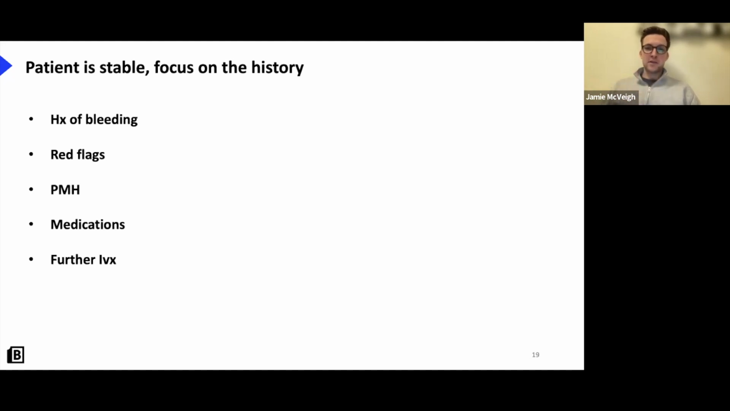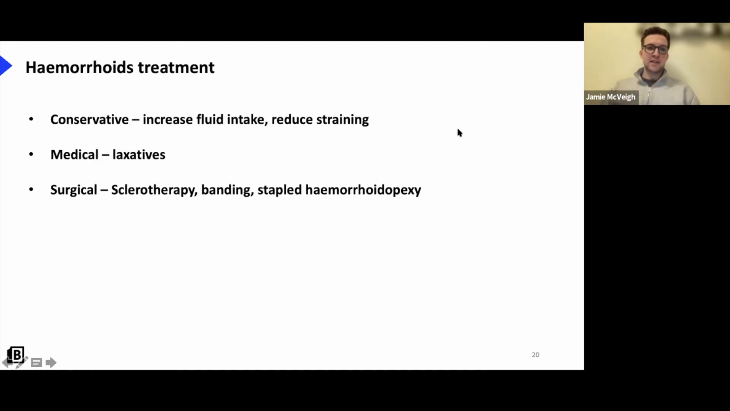Medical management. Let's go on to the next slide. Sorry, it's here. Medical management is typically laxatives to prevent straining. And you can use topical creams, but they tend to be more for anal fissures to prevent bleeds and pain, because pain is associated with anal fissures, whereas hemorrhoids tend to be painless. But remember that patients can present with both, okay?